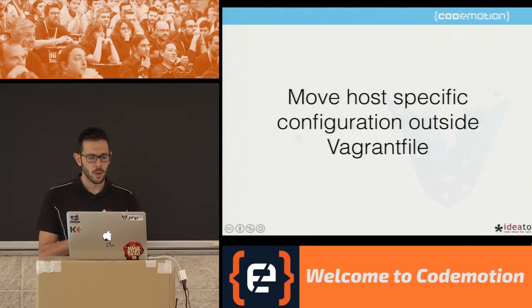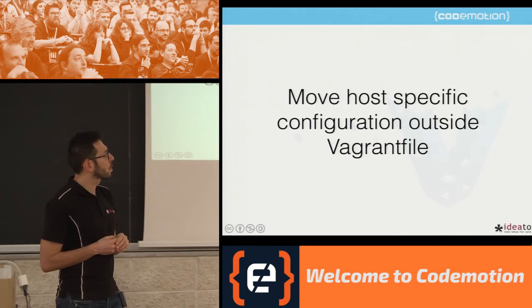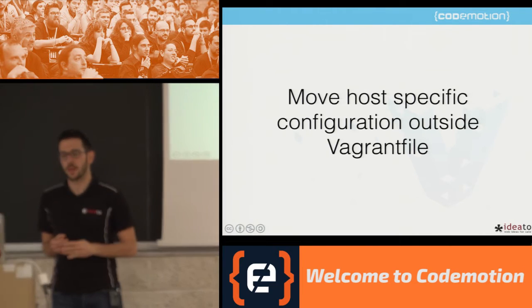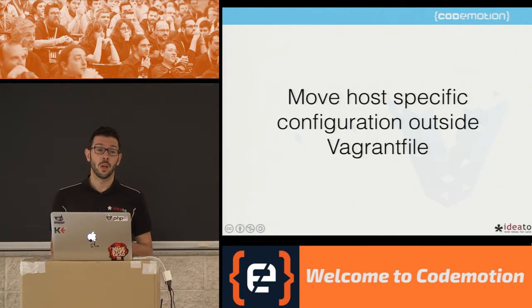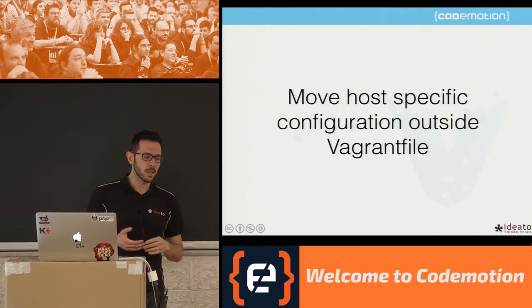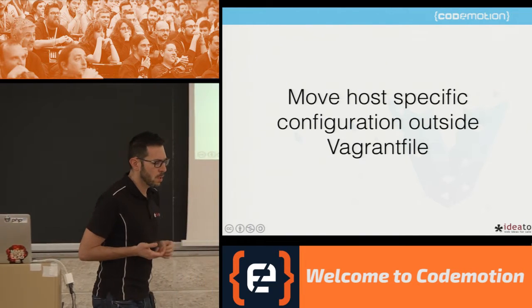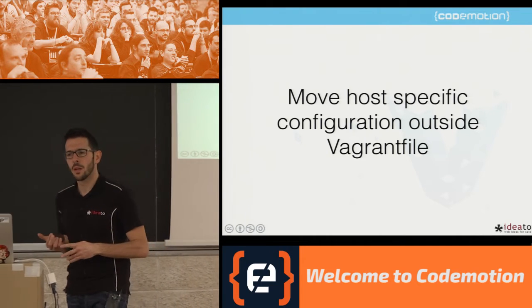Again, you should move host-specific configuration outside the Vagrant file. By definition, the Vagrant file should be committed in your repository, which means that everyone gets the same settings. But let's say that maybe you have different machines in your team with different powers.